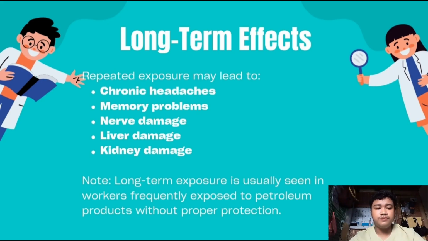Aside from that, your liver and kidneys are also affected. These organs are responsible for removing or filtering harmful chemicals inside our body. So these long-term effects always happen if workers are always exposed to petroleum products without proper protective equipment.